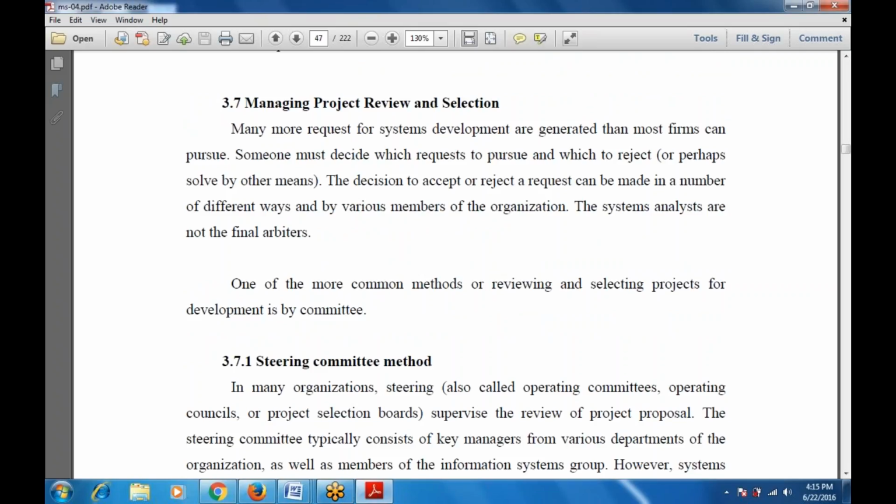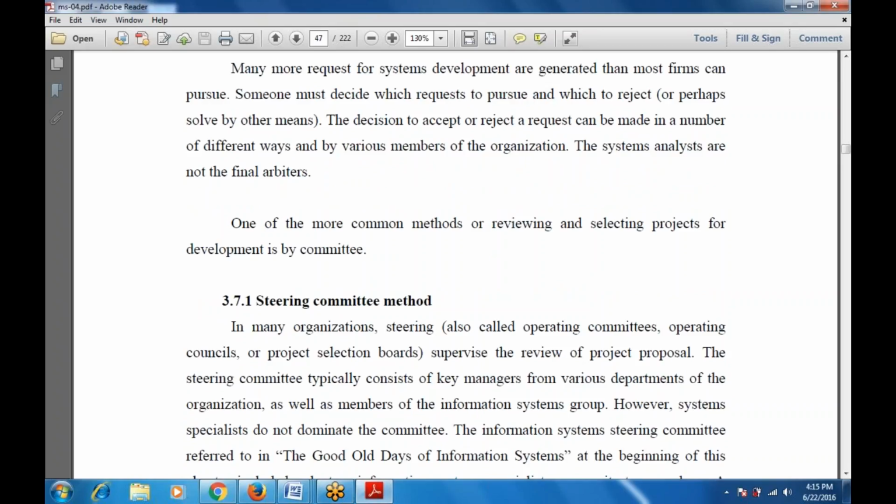Now, what is the steering committee method, how is it useful, and what are the various terms used in it? In many organizations, the steering committee is also known as the operating committee, operating council, or project selection board. This is a group of people that supervises the review of project proposals. Supervises means having control over the review of the project proposals.